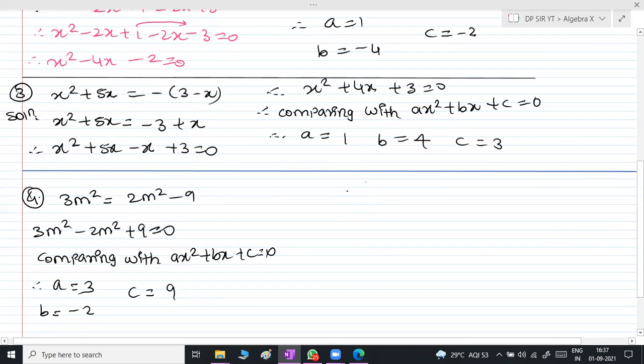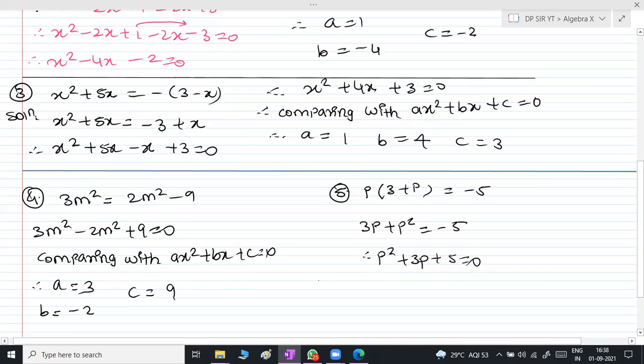Let's start with question number 5, if there is any. Yes, there are two more questions of this type. So the fifth question says that p in the bracket 3 plus 6p is equal to minus 5. So I would suggest first bring it normally. Solve this side first. So what will you get here? Here it's going to be 3p plus p square is equal to minus 5. Therefore, here you can write p square plus 3p plus 5 is equal to 0.